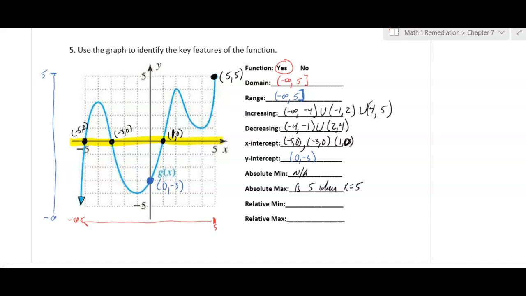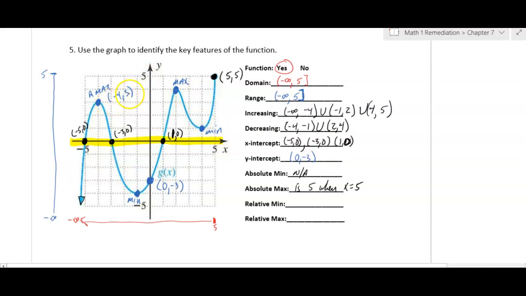Now, there's a couple of local mins and maxes, or relative mins and maxes. And if I look here, the top of the hills are maxes, the bottom of the hills are mins. So right here, I look. This is a relative max, right? And that's at negative 4, 3. This here, since it's the bottom of the hill, that's a relative min. Then up here, we're going to get another relative max. And here, we're going to get another relative min.